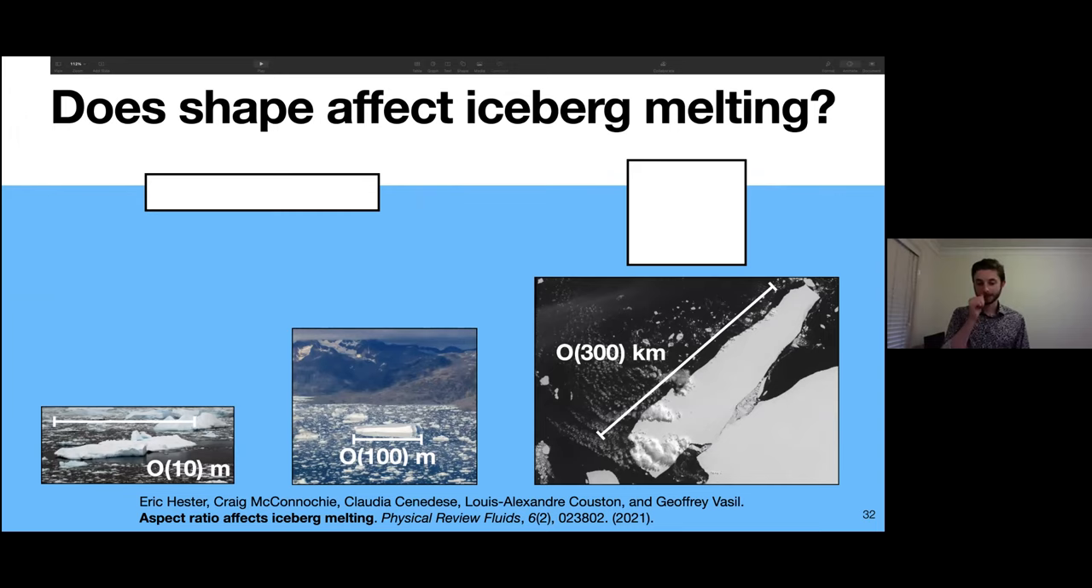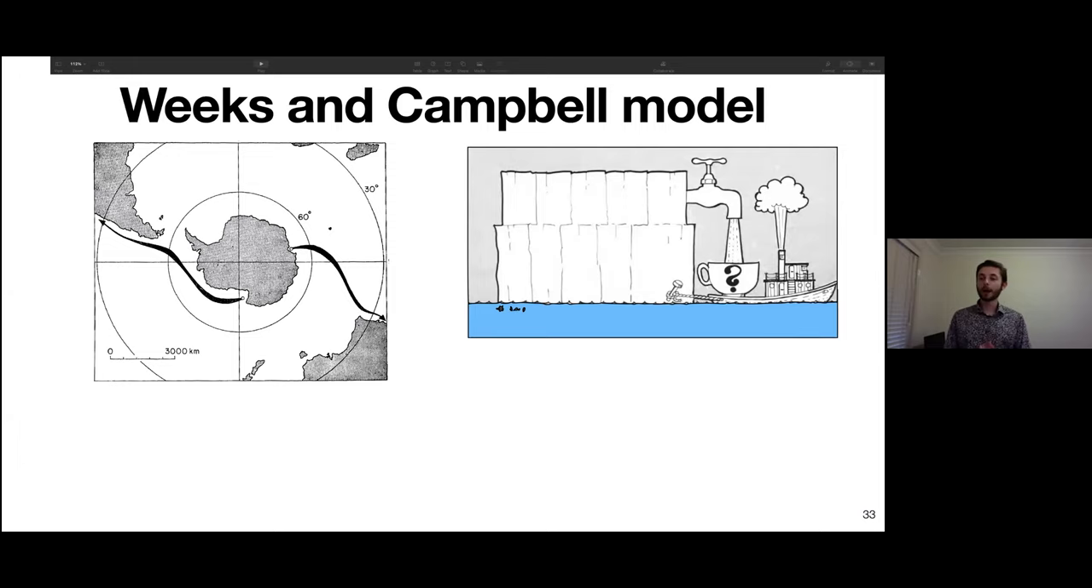So we want to know how quickly icebergs melt. And the first people to investigate this question, Weeks and Campbell, looked at it 50 years ago, because what they were interested in was, could you tow icebergs from Antarctica to use as an economic source of fresh water in Chile and Perth? So in order to answer that question, they needed to know, well, is it going to melt on the way? And so they came up with the first parameterization, the first model of melting icebergs.